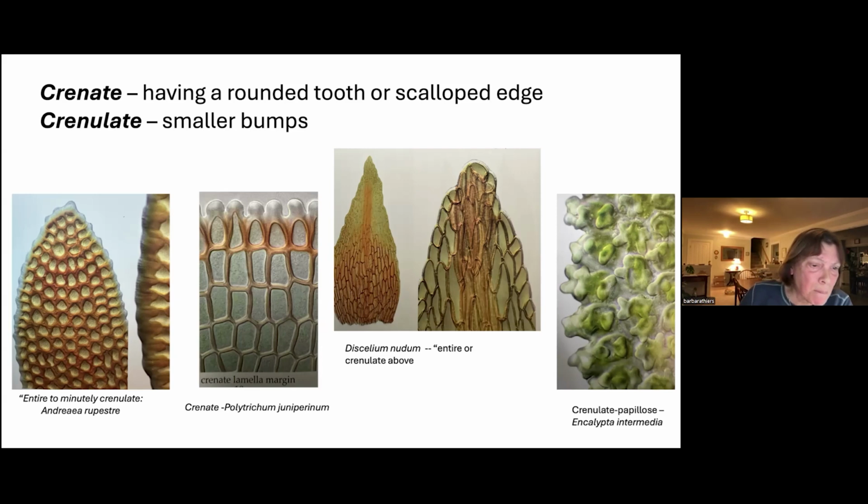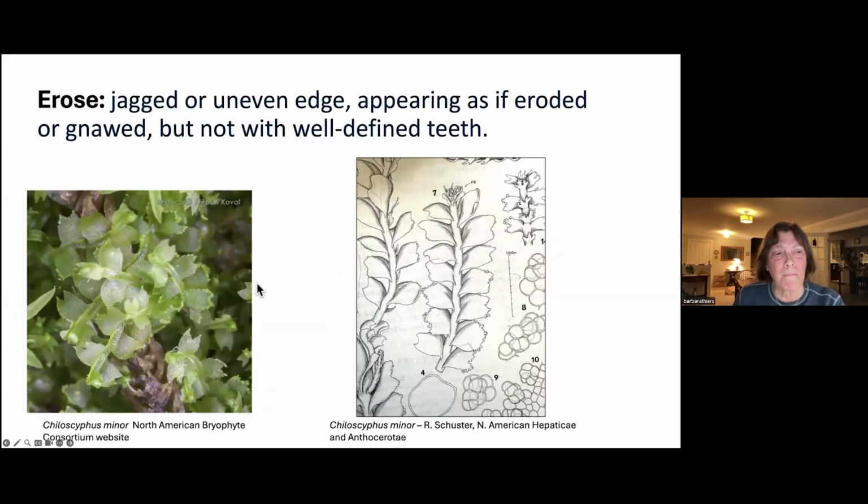I'm not sure what's going on in Andreaea rupestris. I guess it's really just sort of cell wall thickenings, very thick-walled cells that are making those crenulations. I don't usually have too much trouble with crenulate. That's not a particularly hard one. But then, I couldn't find any examples of this in mosses, though I suspect it exists.